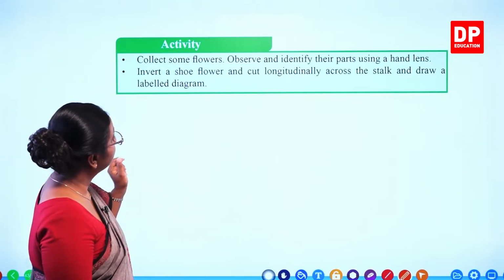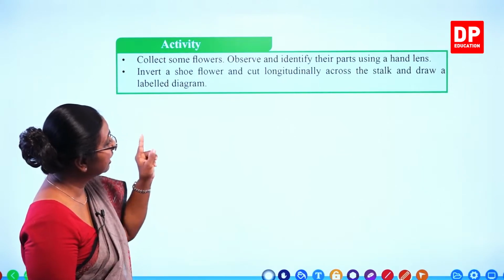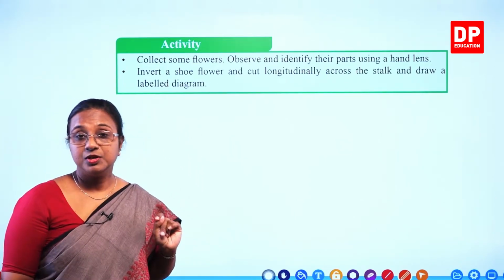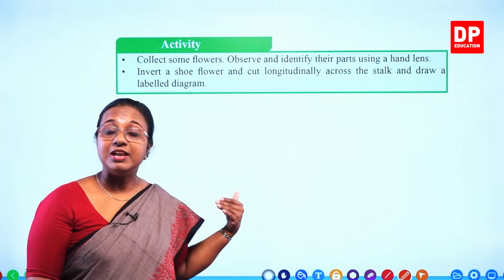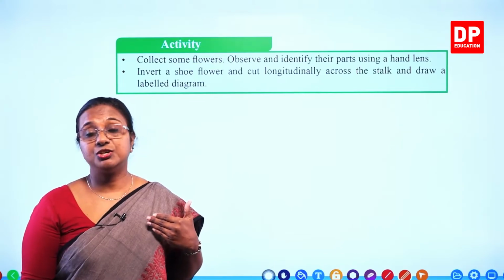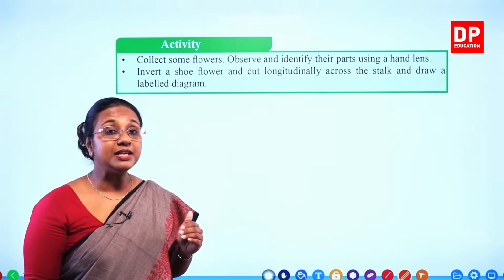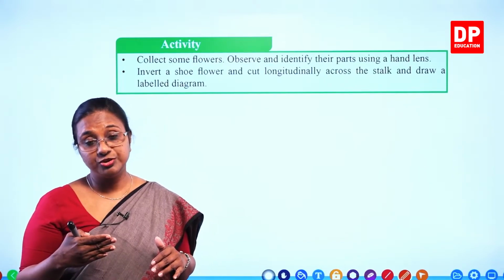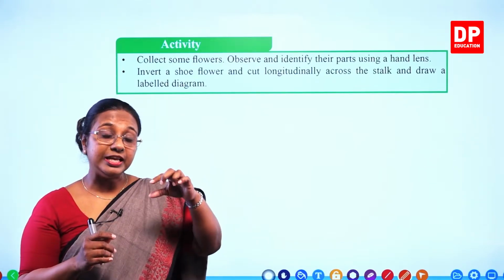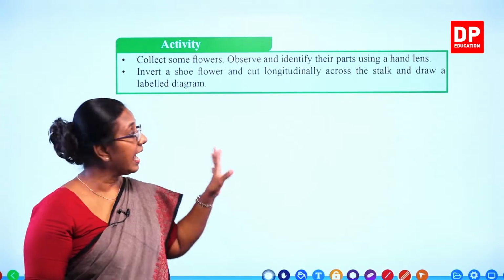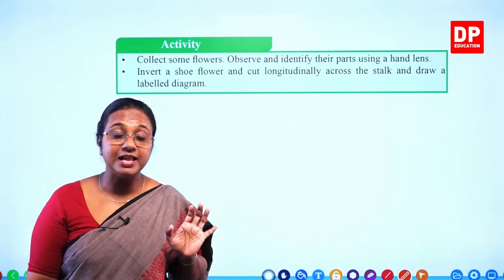Invert a shoe flower and cut longitudinally across the stalk and draw a labeled diagram. So here already we have labeled the diagram, so you know the parts. That was also a longitudinal section. But here what we need to do is cut the flower longitudinally across. You need to invert it and then cut it. Then you need to observe the parts and draw and label the diagram.